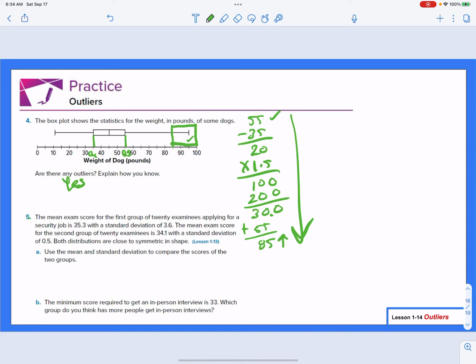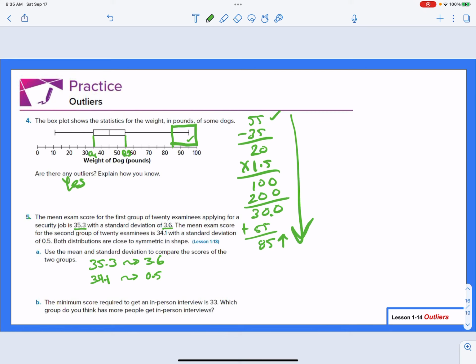Number 5. The mean exam score for the first group of 20 examinees applying for a security job is 35.3 with a standard deviation of 3.6. All right, so 35.3 with a deviation value of 3.6. For group 2, the mean score was 34.1, so a little lower. Standard deviation of 0.5, less variance. Okay, very symmetric, no outliers.